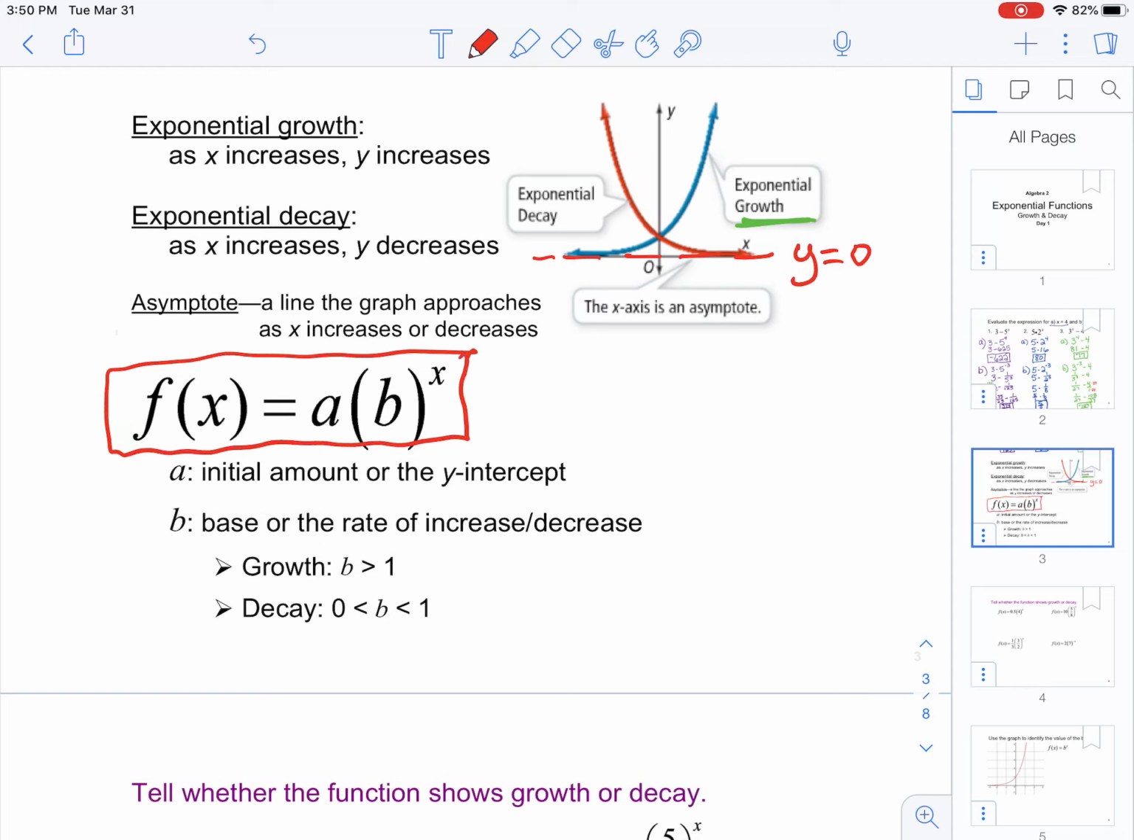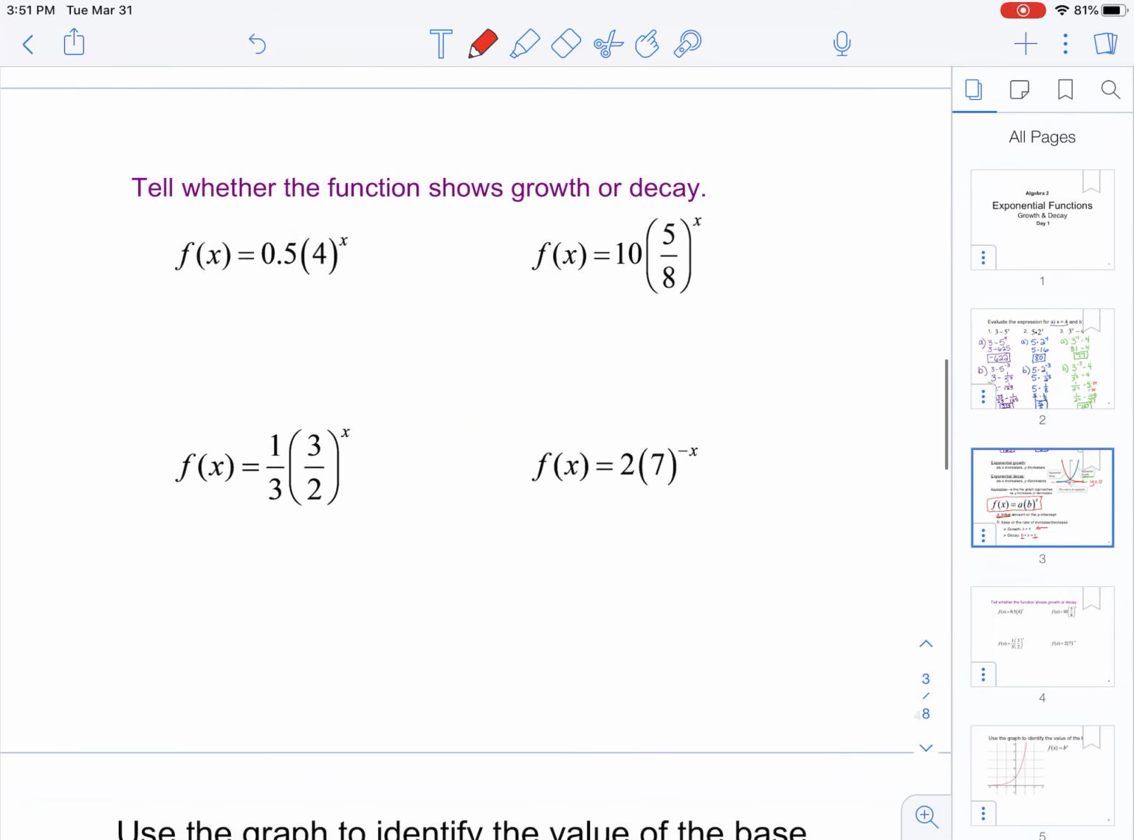where the a value is the initial amount, so that's what you start with. The b value is your rate of increase or decrease. So as it grows, my b value is greater than 1. If it is decreasing at exponential decay, my b value is going to be between 0 and 1. So it's going to be a decimal between 0 and 1. So let's look at this next problem.